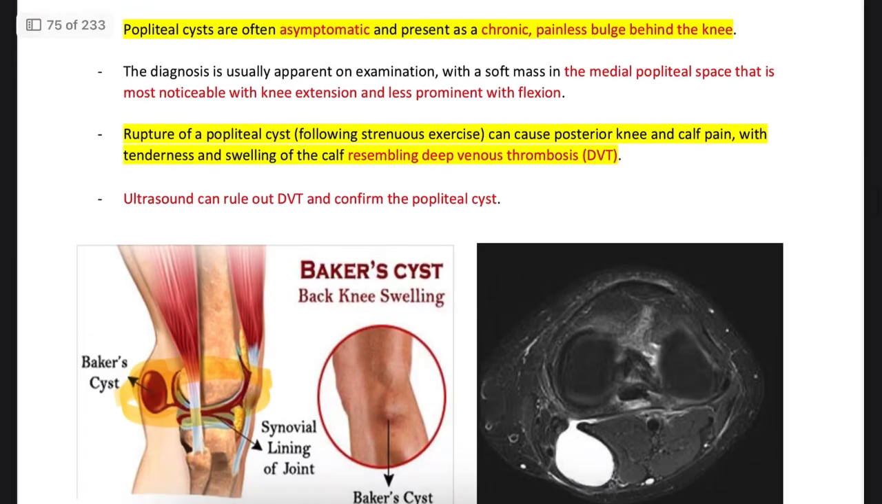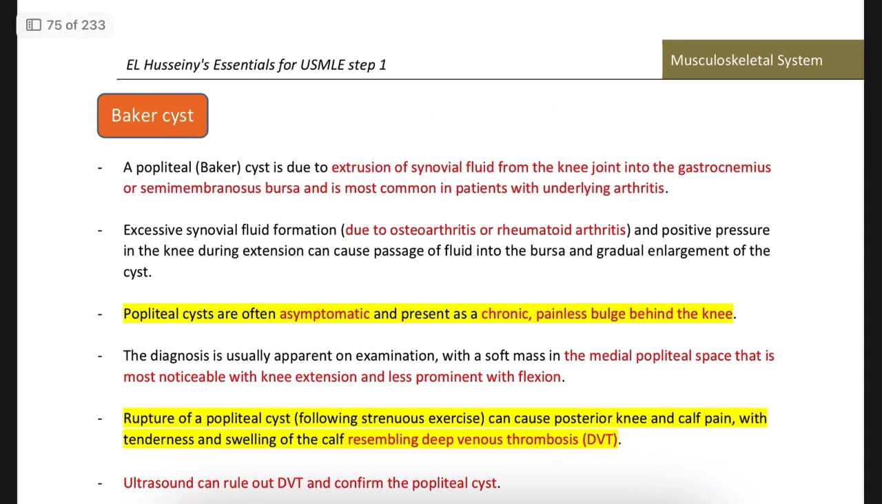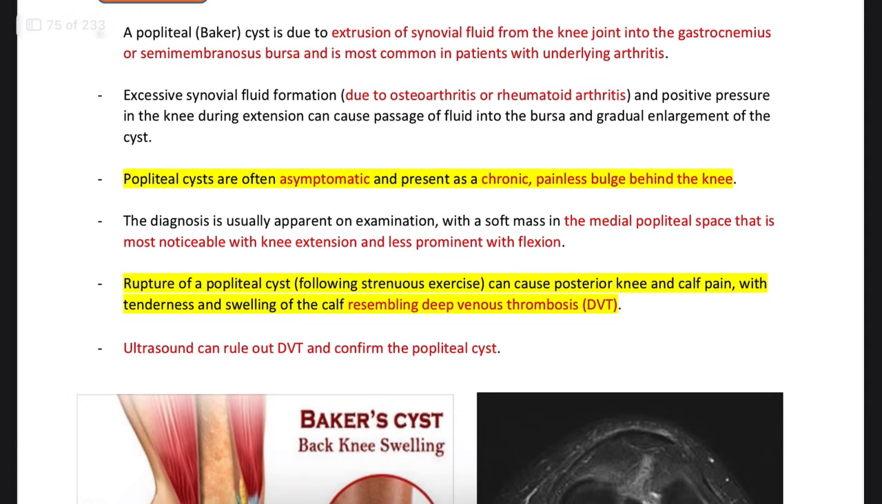So what are the causes? The Baker's cyst is associated with arthritis, either osteoarthritis or rheumatoid arthritis, so it's common in middle-aged to older patients. What are the signs and symptoms? Often painless swelling behind the knee, more visible in extension and less in flexion. Its rupture can mimic deep venous thrombosis, with pain and swelling in the calf. So don't confuse DVT and Baker's cyst.